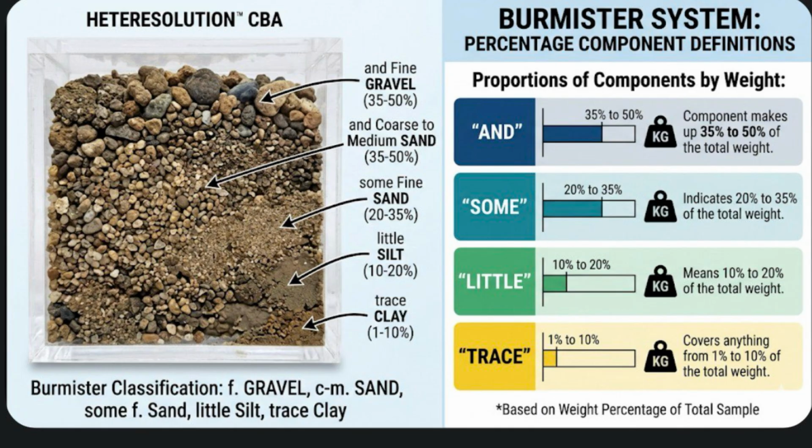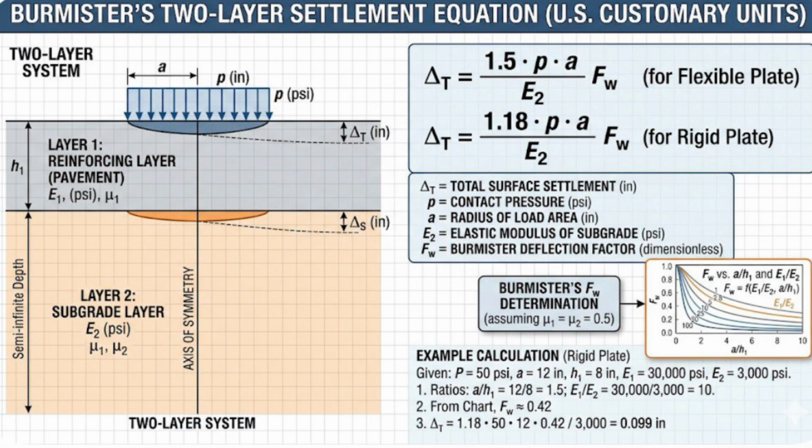Burmister recognized that real-world infrastructure usually sits on layers, like a stiff asphalt or concrete pavement resting on a much softer soil subgrade. By accounting for the interaction between these two distinct layers, his equation allows us to predict how much a surface will deflect under pressure, which is the difference between a road that lasts decades and one that cracks in its first year.